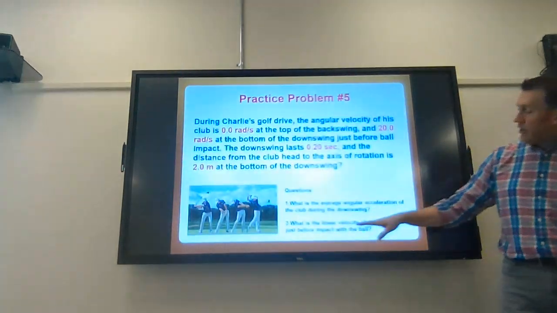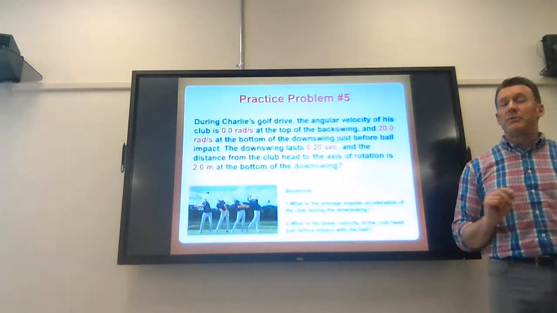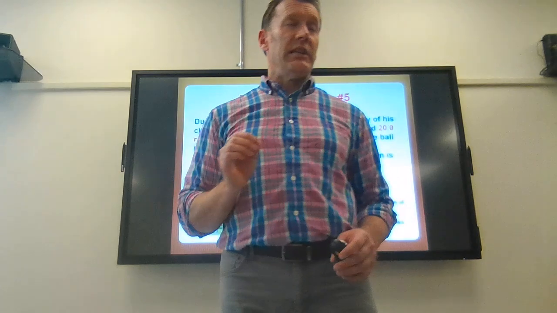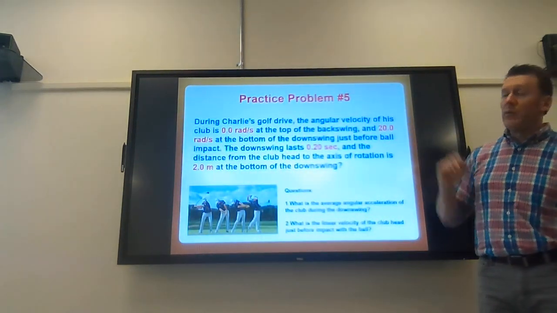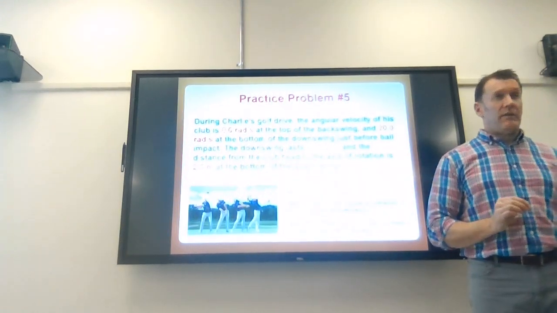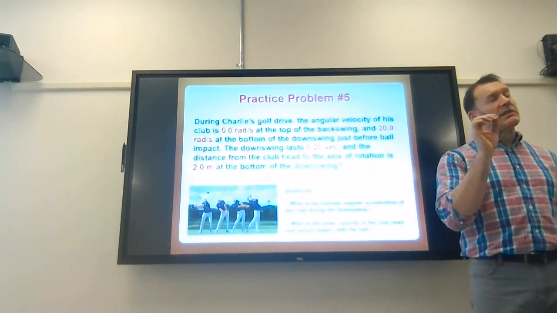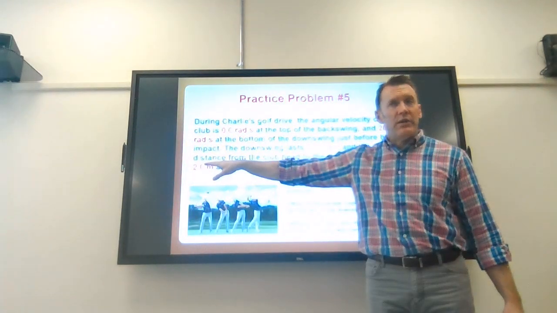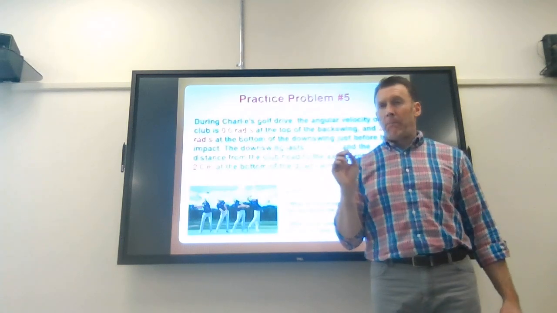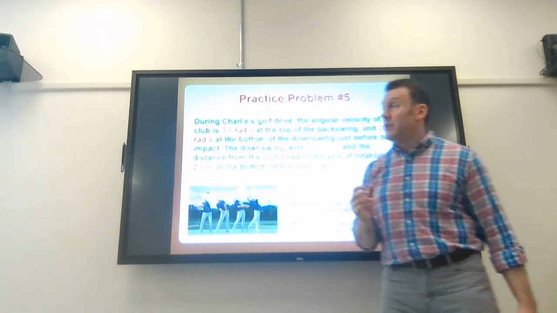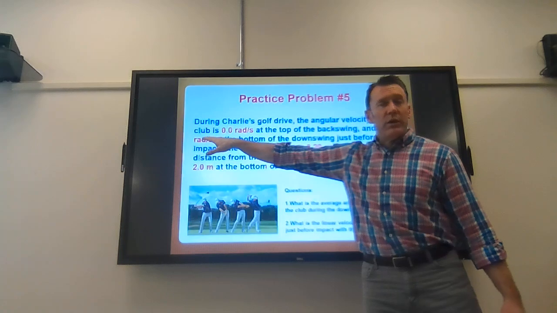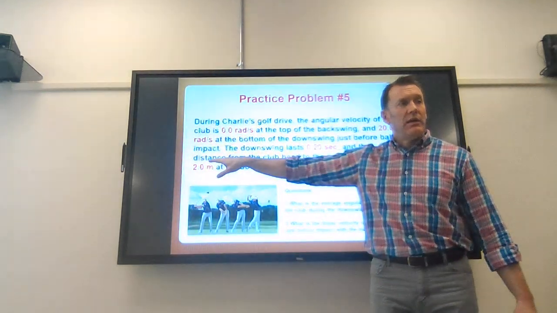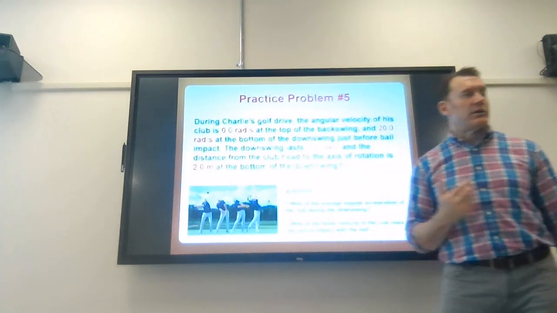Now, what is the linear velocity of the club head just before impact with the ball? Remember that equation? Vt, the linear velocity, is equal to angular velocity, that's 20 radians per second, multiplied by the radius. So Vt is equal to angular velocity multiplied by r. It's going to be 20 radians per second times 2 meters. And linear velocity is in what units? Meters per second, right? When you multiply angular velocity by the radius, club head to the axis of rotation, which is 2 meters, you come out with linear velocity, in meters per second.